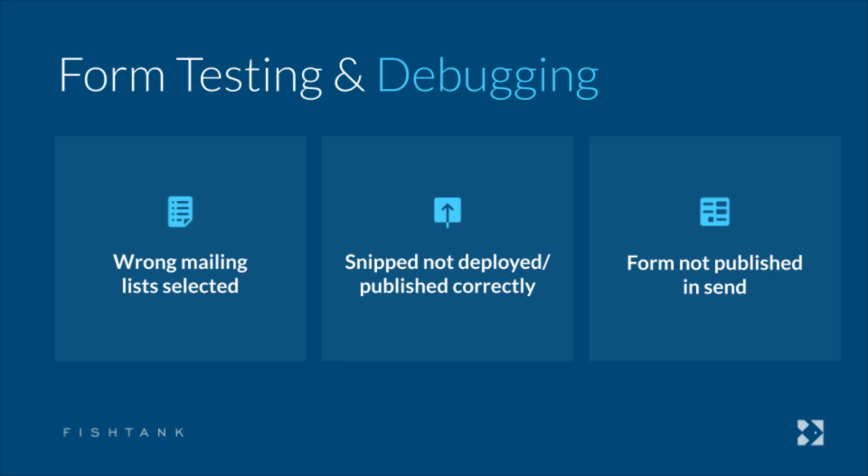Form testing and debugging. Once the page with your form is published and on click of the submit button, there is no new entry added into your email list, then there could be something wrong with the integration. So a few things that you could check are whether the email list selected for the subscription form is right, whether the page that has the form snippet added is published in CMS, and whether the form is published in Send. So these always could be helpful in getting to know what the real issue is.